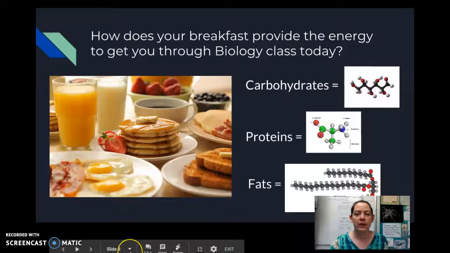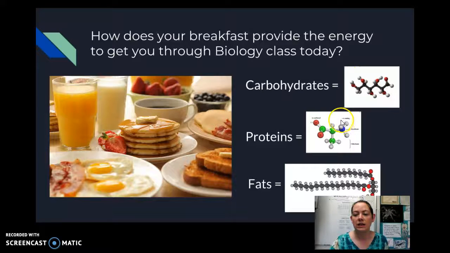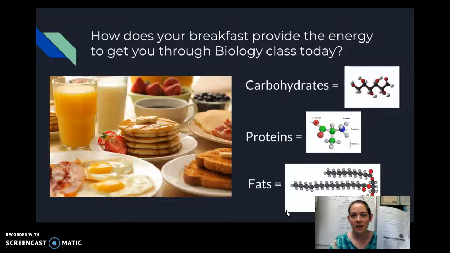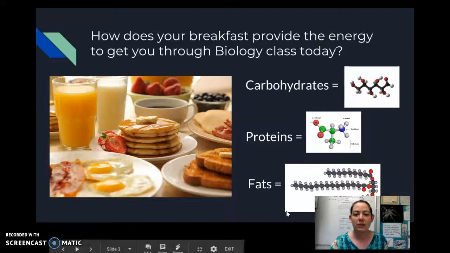So the food we eat is generally split into 3 different categories. It has carbohydrates, proteins, or fats, or maybe a mixture of all 3 of those. So on your note guide, hopefully you have that with you, 9.1 note guide, check out number 1. What are the 3 main components of your food? Again, carbohydrates, proteins, and fats.